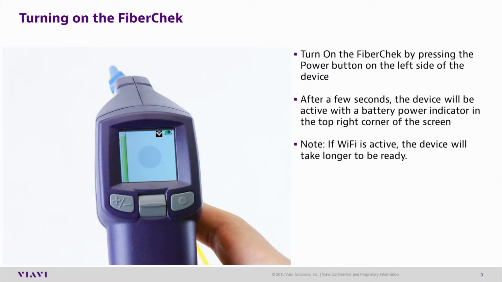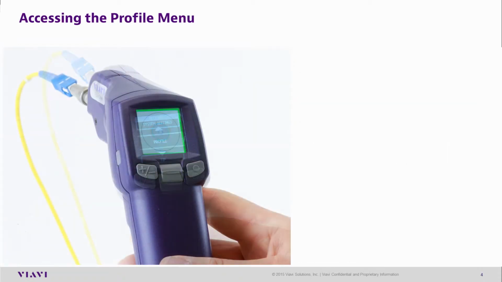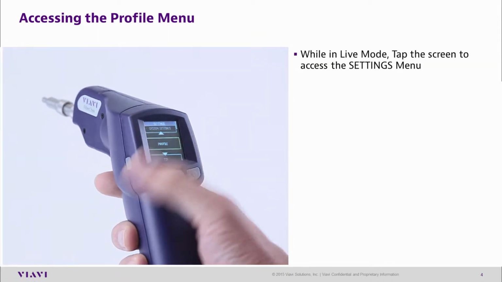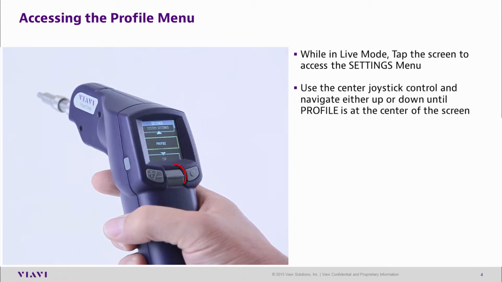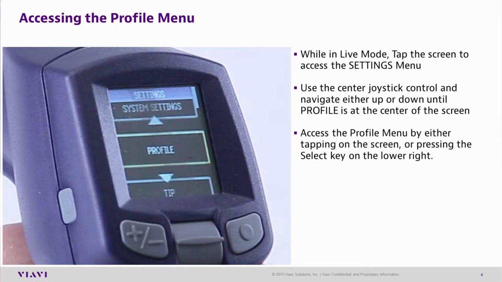Accessing the profile menu. Profiles are criteria used to evaluate connectors being tested. While in live screen mode, tap the screen to access the settings menu. Use the center joystick to navigate up or down until Profile is at the center of the screen. Access the Profile menu by either tapping the screen or pressing the Select key in the lower right.